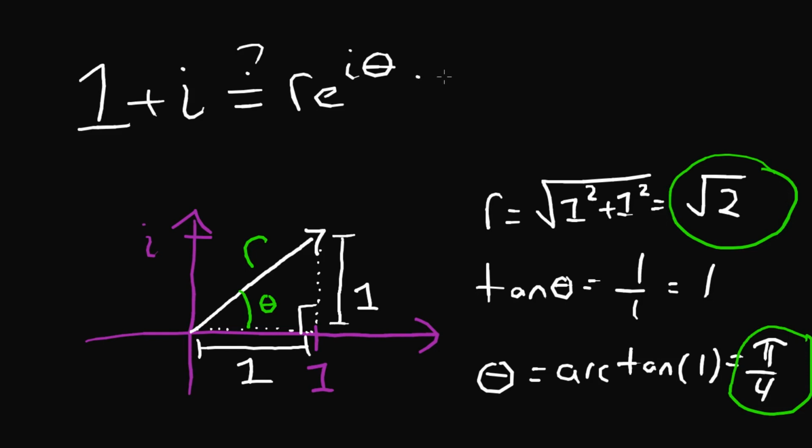We can write this as √2 e^(iπ/4). So that's 1 + i in polar form. And I think that's where I'm going to end this video.